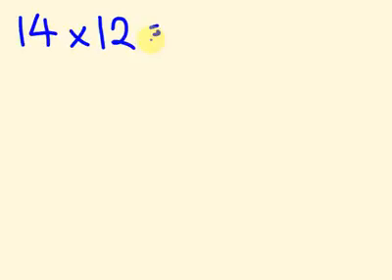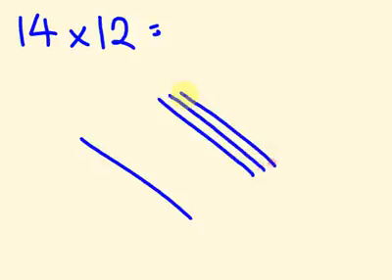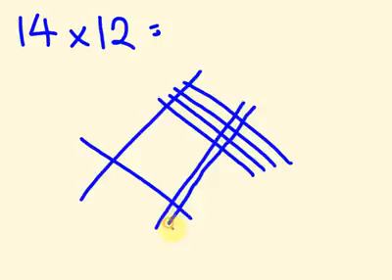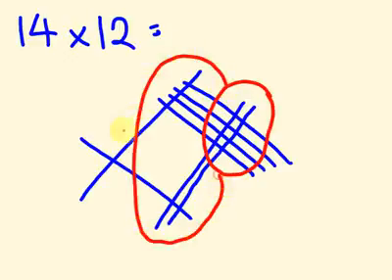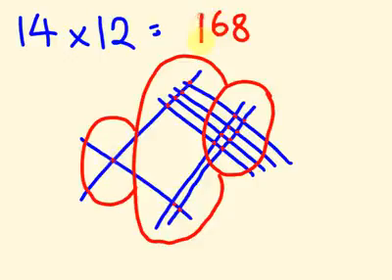But the way I work this out is this. I go 1, 1, 2, 3, 4 for the 14, and 12 is 1, 1, 2. Okay, so then I separate these up, and so we end up with our units, our tens, and our hundreds. And how many intersections do we have? 1, 2, 3, 4, 5, 6, 7, 8 there. 1, 2, 3, 4, 5, 6, 6 there, and 1 there. So the answer is 168. Pretty cool, right? All right, let's go a different one.